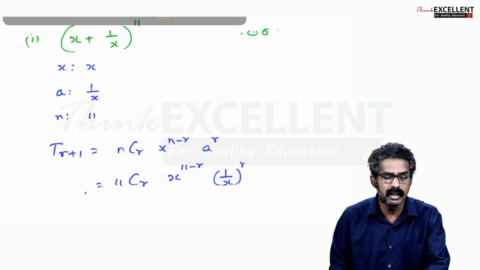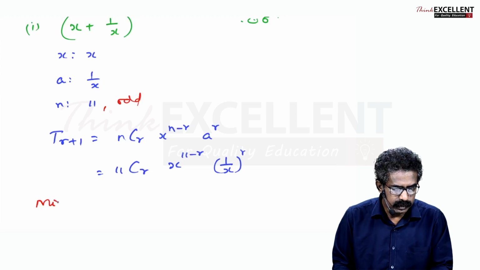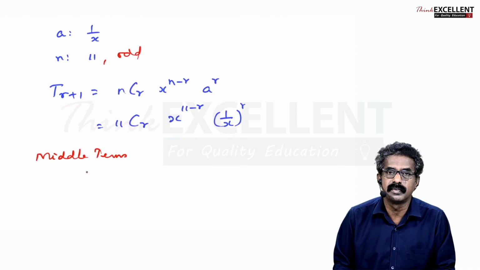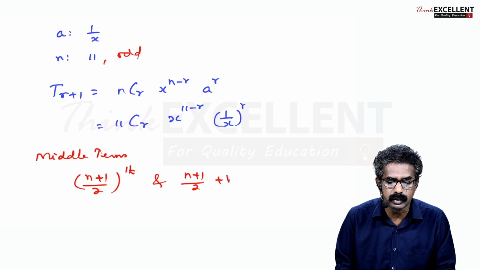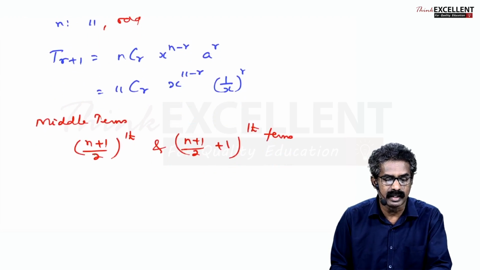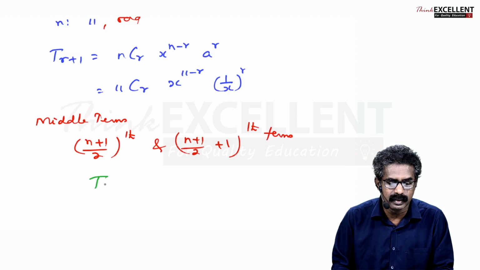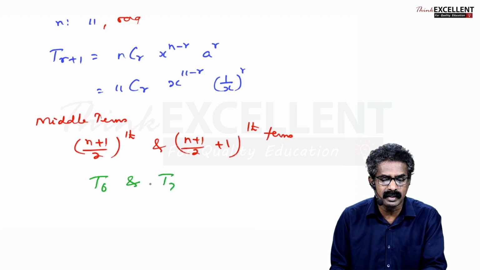So we want to find the middle term. So listen, here n is odd. So for the middle terms, see the position. n is an odd number, so the positions are the (n+1)/2 th term and the ((n+1)/2 + 1) th term. So these are the middle terms, right? So what do you have to do? n value is 11. So 11 plus 1 is 12, 12 by 2 is 6. So the 6th term and 7th term, right? These are the middle terms. So you have to find the 6th term and 7th term.